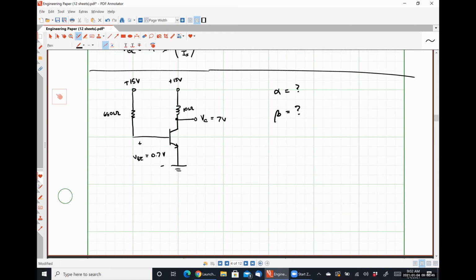Anybody have any ideas how I might go about doing that? So one thing, nobody's saying much of anything, we can go back to our fundamental definitions, right? So beta is defined as IC over IB, right? Once we know beta, we can get alpha pretty easily because alpha is simply beta over beta plus 1. How could we determine IC?